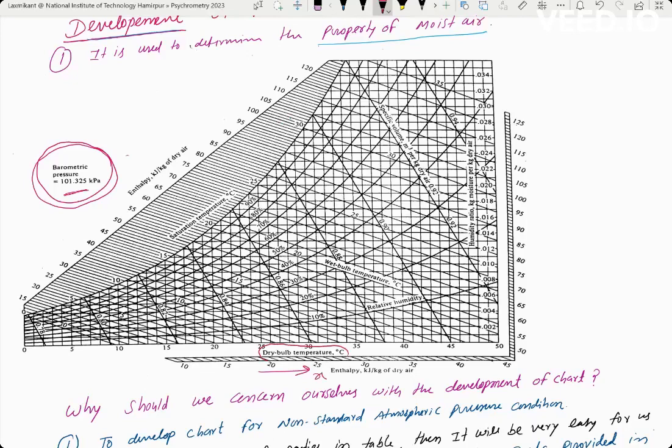You can see in the psychrometric chart, the x-axis is the dry bulb temperature, and the y-axis is the humidity ratio, and its unit is kilogram of water vapor per kg of dry air. In some charts, in the y-axis vapor pressure is also there, or the sensible heat factor value is also given in the chart. So this is the sensible heat factor.